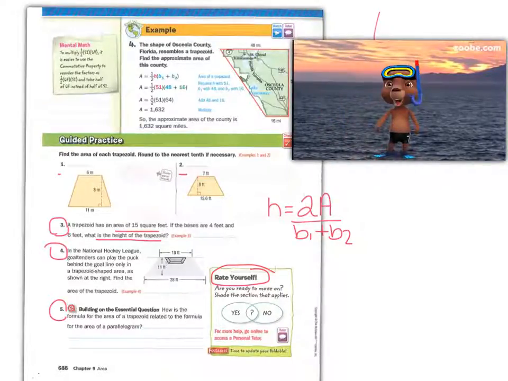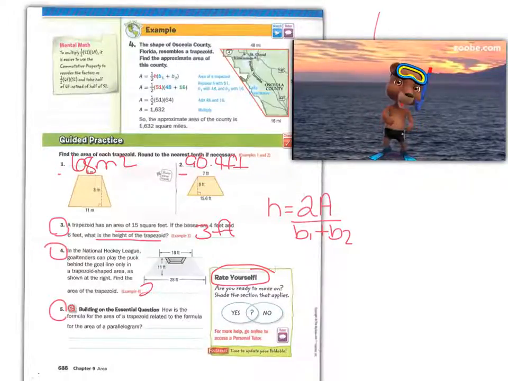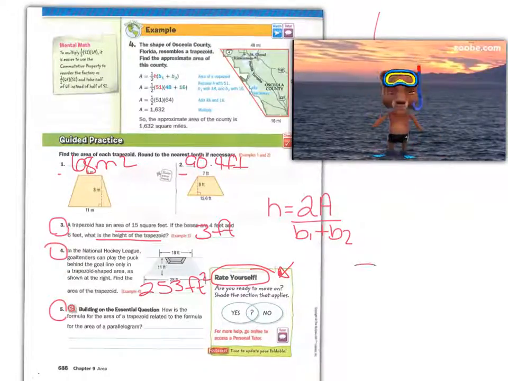Wow, I'm still out on my sunset snorkel scuba event, and I realized I had a few more answers to give you. For number 1, you should have 68 meters squared. For number 2, you should have 90.4 feet squared. For number 3, you should have 3 feet. For number 4, 253 feet squared. And for number 5, you might have different answers. Don't forget to rate yourself and show these answers to your teacher before you move on.